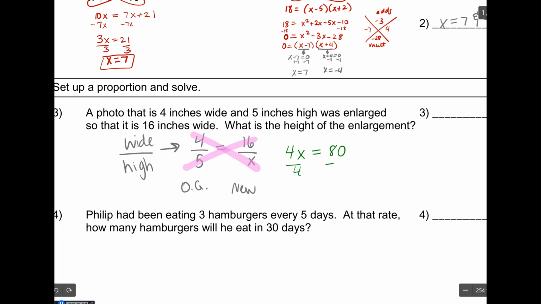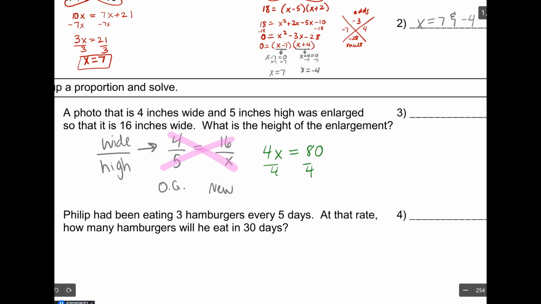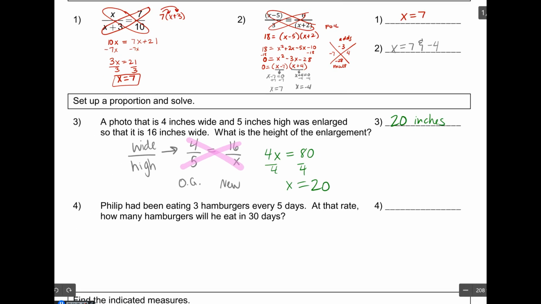Divide by 4. I see x is equal to 20. But it's asking for the height, so I have to make sure to include units. So I don't want to just say 20, I want to say 20 inches because it's actually asking for how high it is. Alright. So far, so good? Yes.